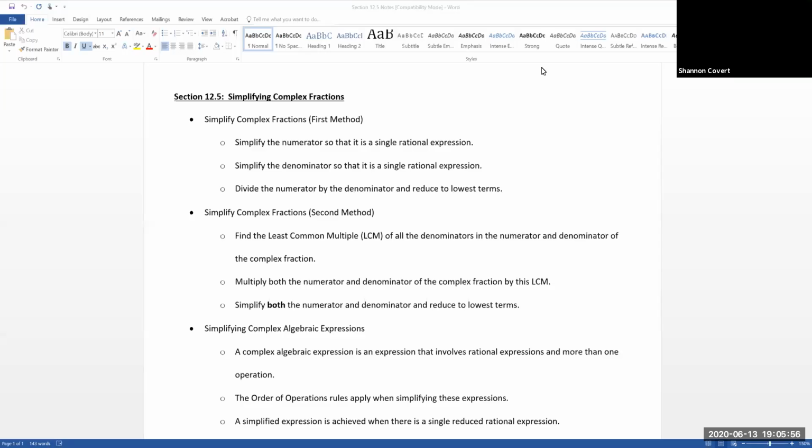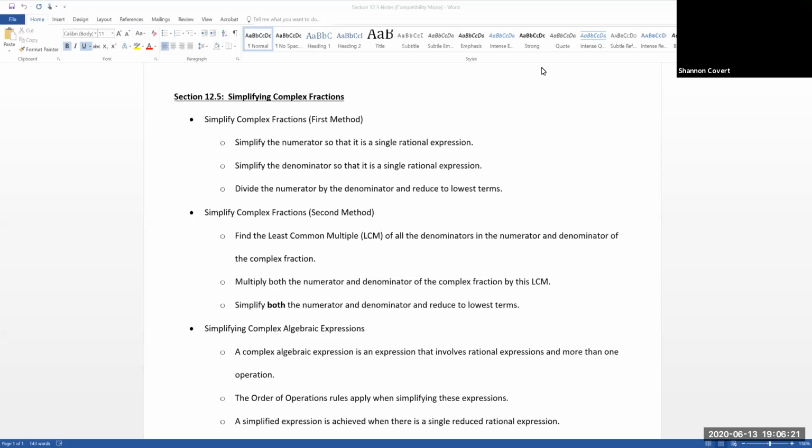Section 12.5, Simplifying Complex Fractions. This note sheet is in your Canvas shell in the modules for module week 2A. We're going to look at 3 types of problems in section 12.5. 2 of those are going to be complex fractions. The 3rd type is going to be complex algebraic expressions.